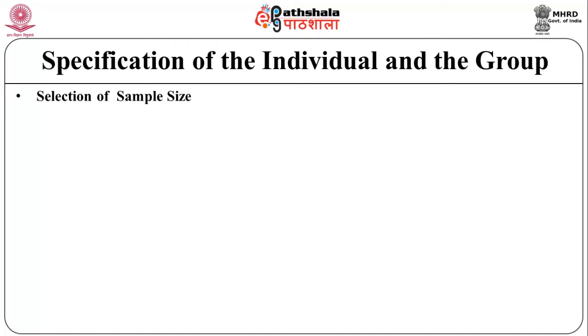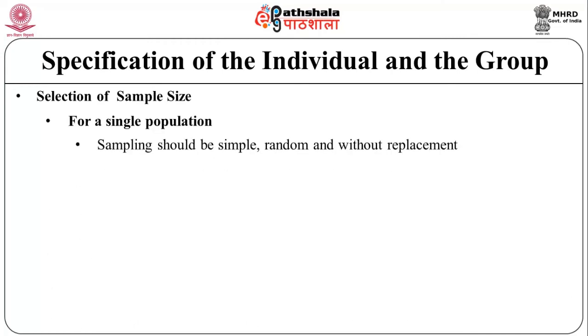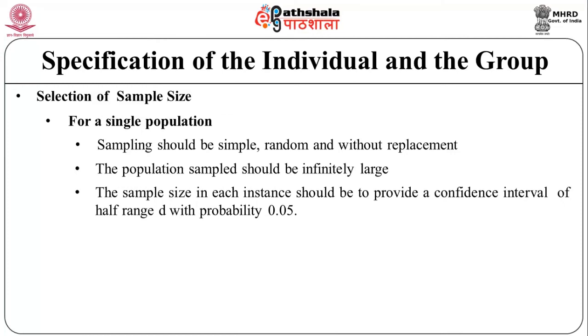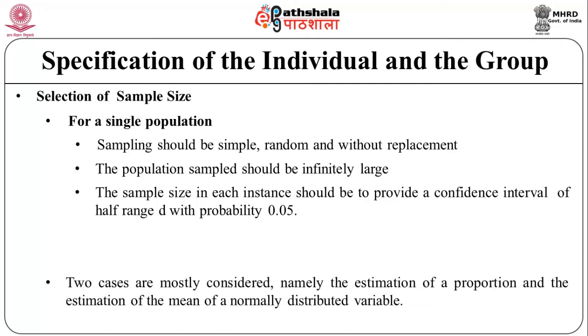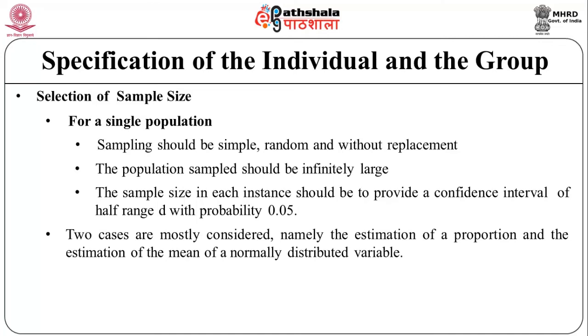Next is selection of sample size. For a single population, the following points must be kept in mind while selecting the sample size. First, sampling should be simple, random, without replacement. Second, the population sampled should be infinitely large, and the sample size in each instance should be enough to provide a confidence interval of half range with probability 0.05. Two cases are mostly considered, mainly the estimation of a proportion and the estimation of the mean of a normally distributed variable.